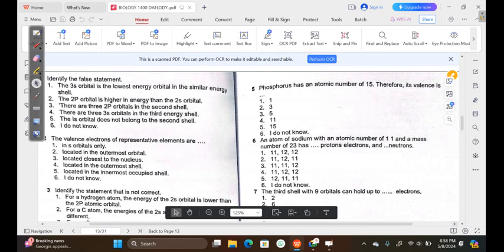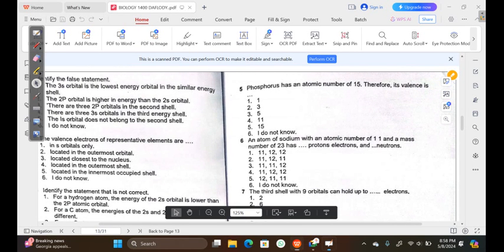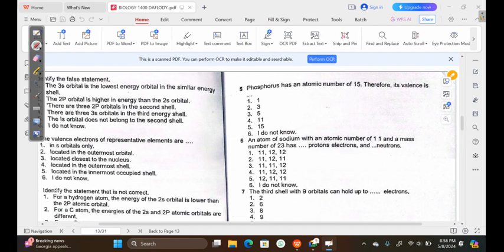Okay, so question 5. Question 5 reads, phosphorus has an atomic number of 15. Therefore, its valence is... So guys, be able to differentiate between valence electrons and just the valence. The two are not the same. So we have an atom of phosphorus here, which has an atomic number of 15. So we are looking for its valence.